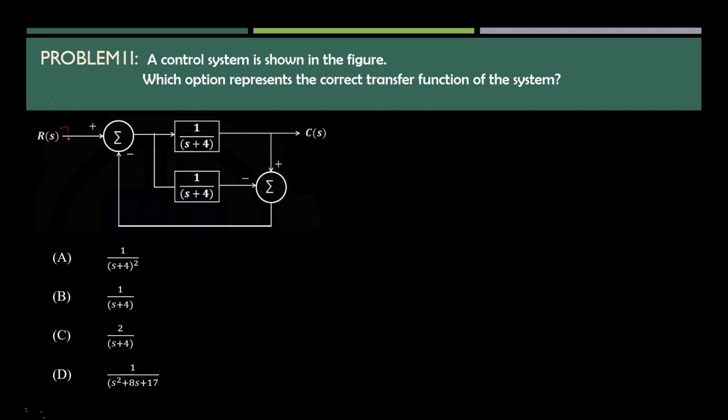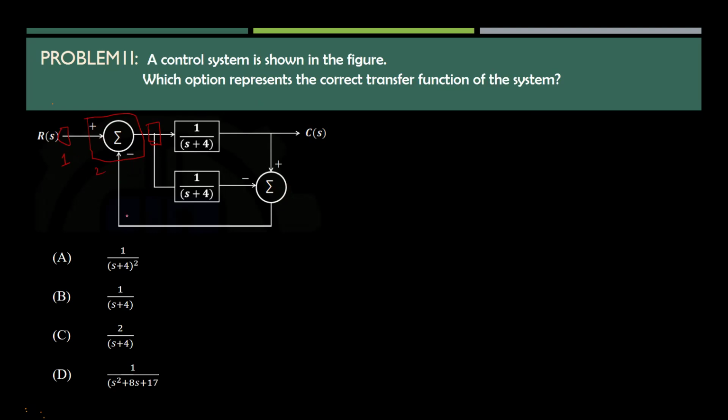So first, the input, I'm going to take this as the first node. And then the summing point, I'm going to take this as the second node. This input side summing point and takeoff point can be combined, but for accuracy, we can take them separately.